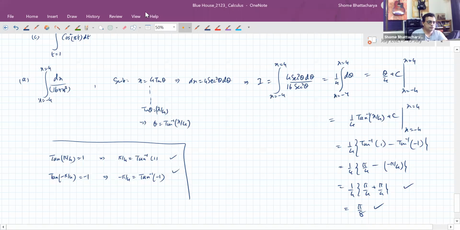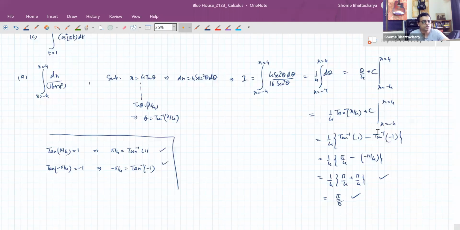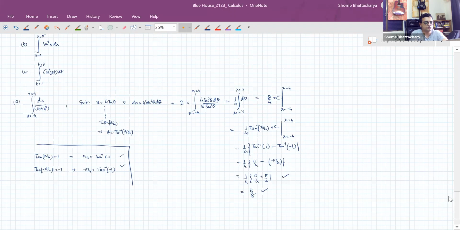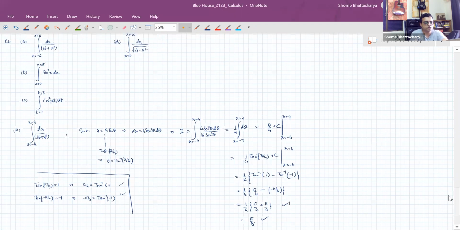Okay, so I'll just scroll up a little so that we can go through the other questions. After completing these 4 problems, we'll be discussing the doubts from the module. So just be ready with whatever questions you want to discuss. Any question from any of the exercises of calculus module?